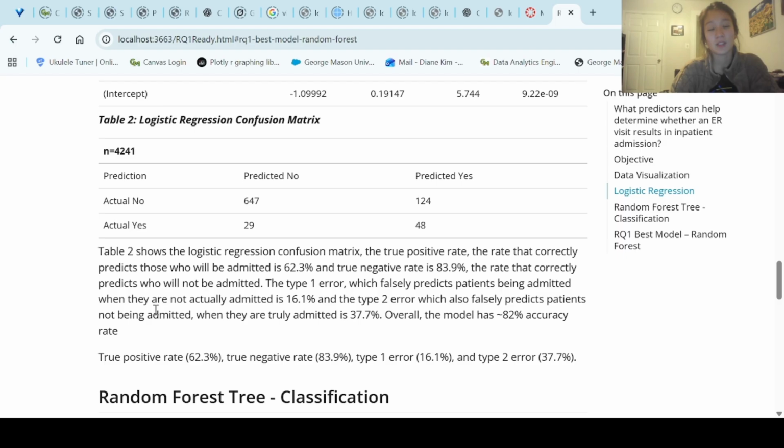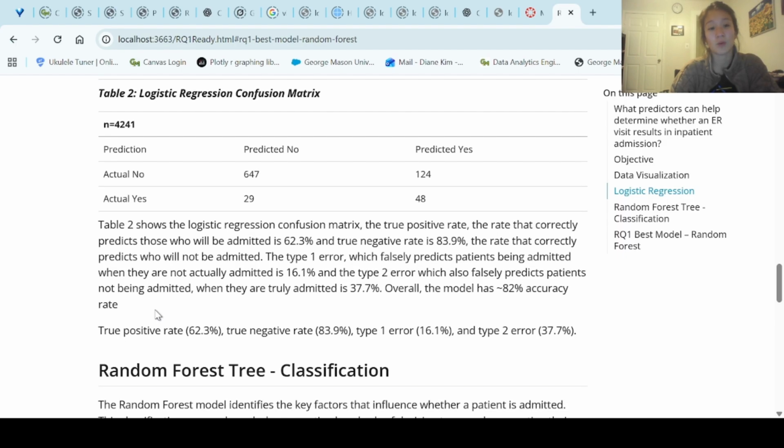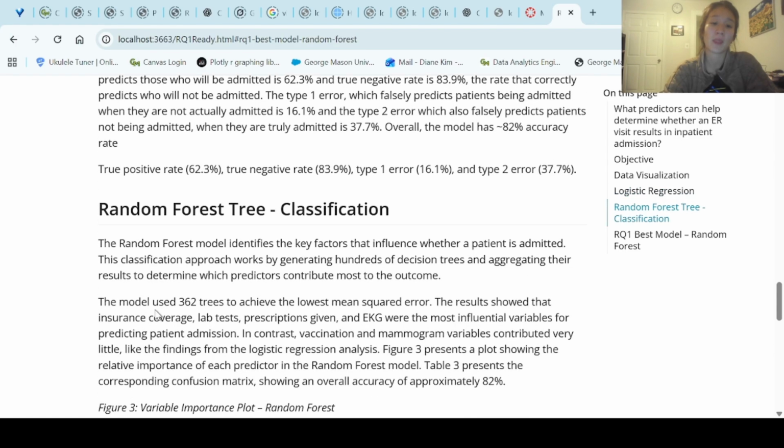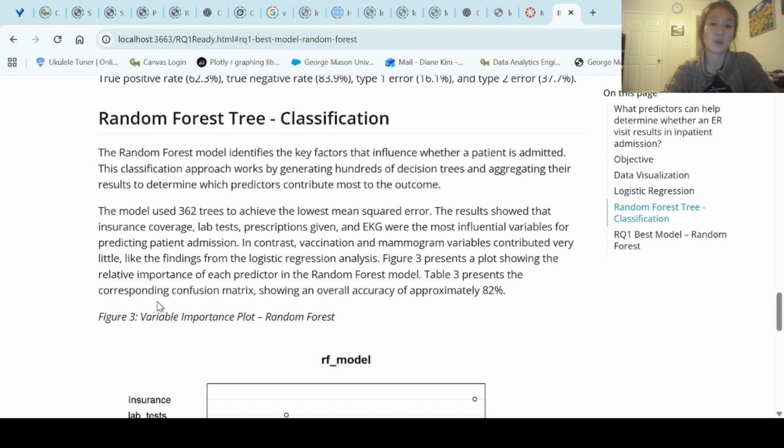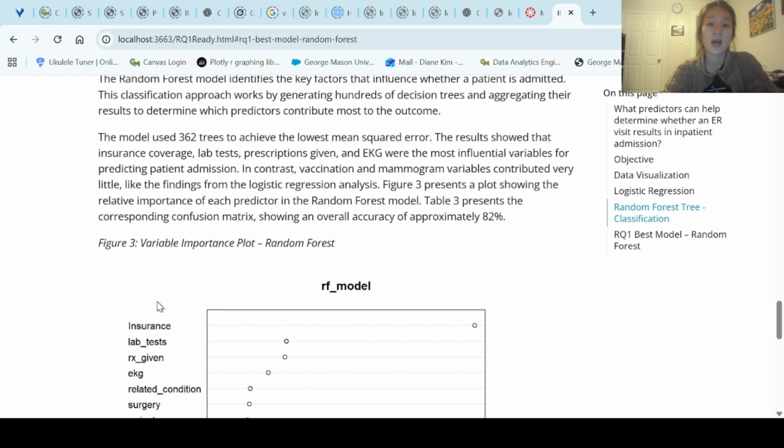We see how the logistic regression performed. It had a true positive rate of 62.3%, which means that it correctly predicts those who will be admitted. But overall, the logistic regression model had an 82% accuracy rate. Next, I performed a random forest tree classification.